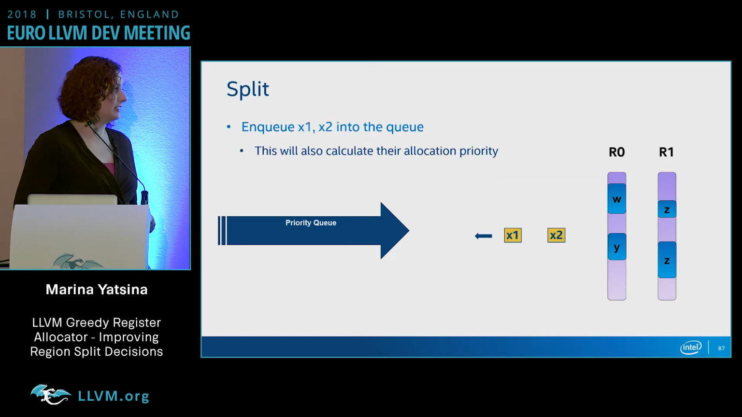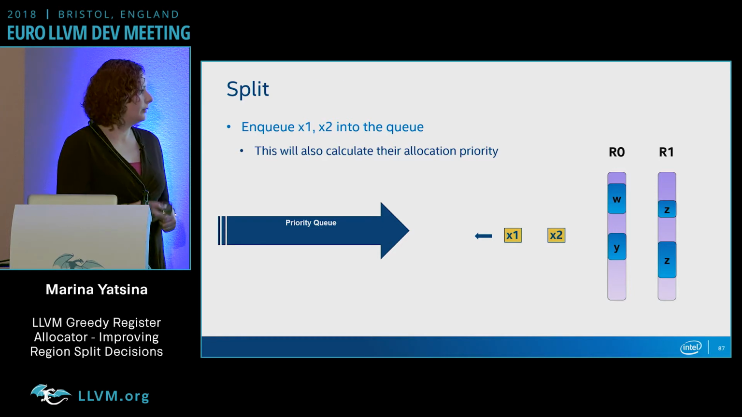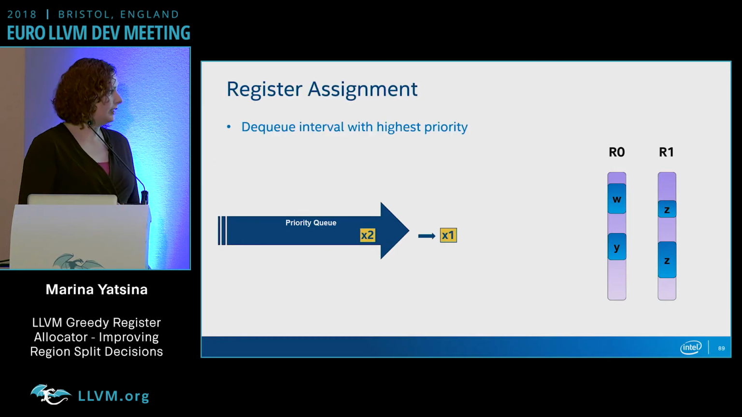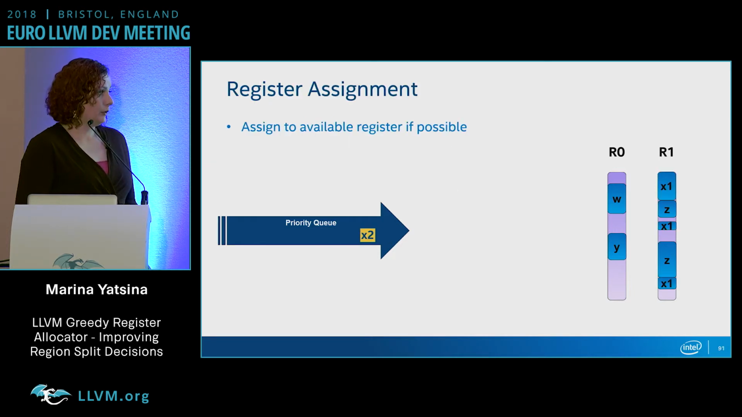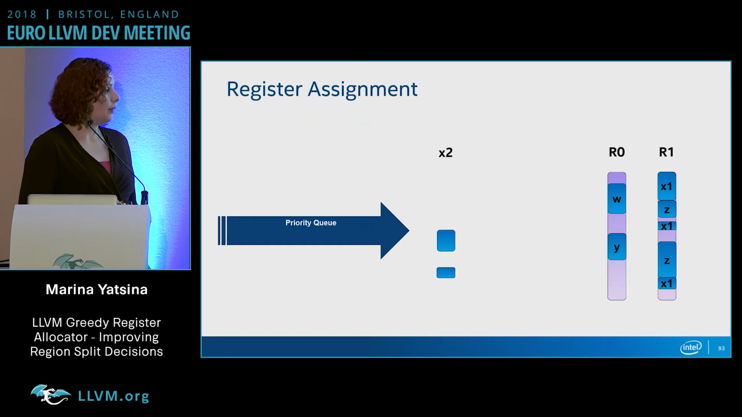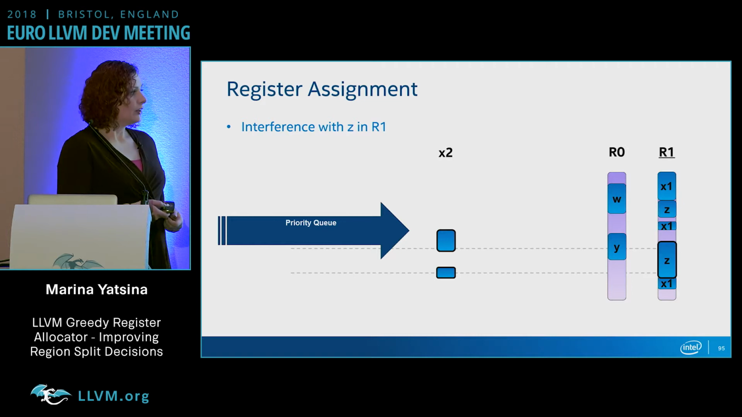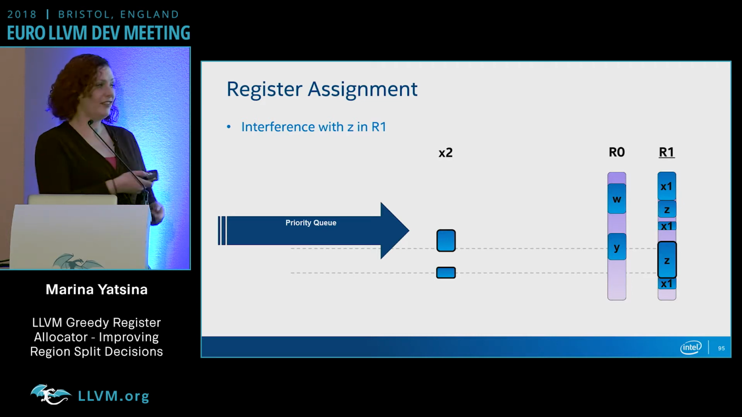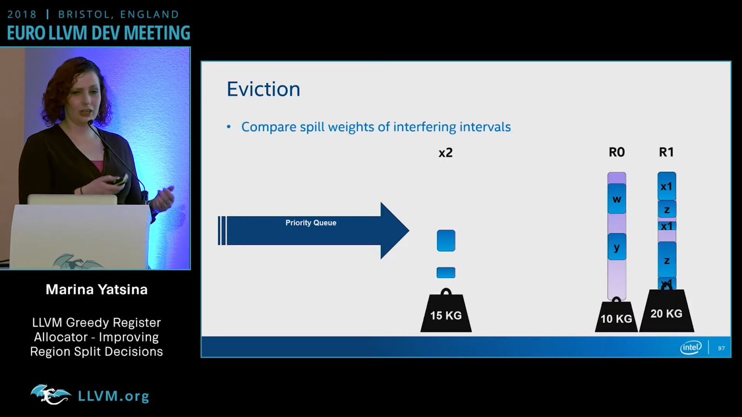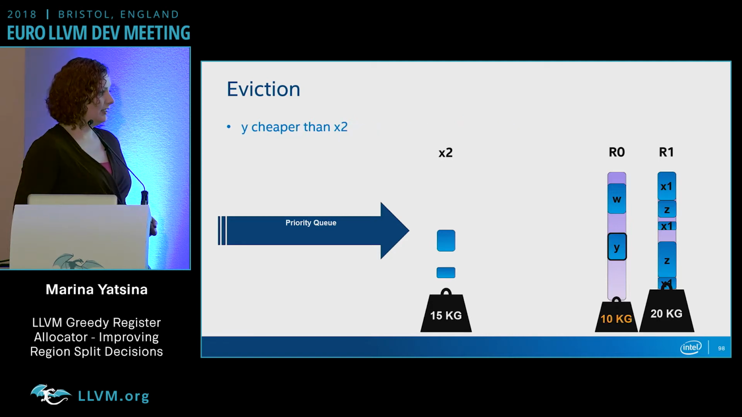Now we take the intervals and put them back in the queue according to their allocation priority. And then we try to assign them. X1 assigns smoothly, there's no interferences. But when we try to assign X2, we have a problem. Y interferes with the assignment on R0, and Z interferes with the assignment on R1. So what do we do now? We try eviction, as we learned before. So we check the spill weights, and we see that this time Y is cheaper than X2.